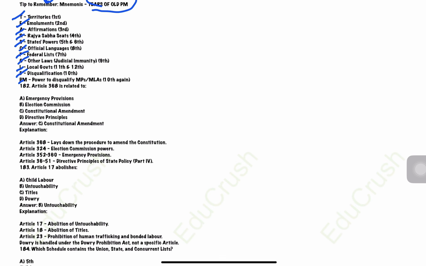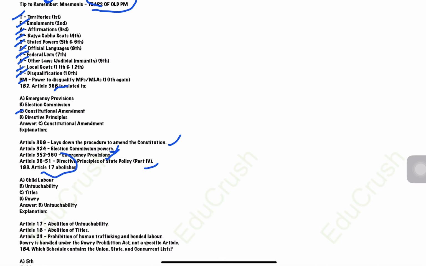Next question, Article 368 is related to. So Article 368 is related to what constitutional amendment? So 368 lays down the procedure to amend the constitution. 324 election commission powers. 352 to 360 emergency powers. Article 36 to 51 Directive Principles of State Policy, that is part 4.